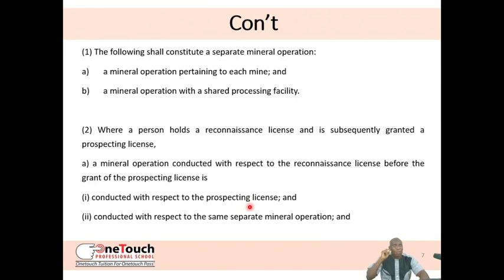So please, where a person is what? Granted a reconnaissance license, that's a license to search for the minerals, and is subsequently granted what? A prospecting license. Please, under the concept of separate mineral operation, the mineral operation conducted with respect to the reconnaissance license before the grant of the prospecting license is conducted with respect to the prospecting license.